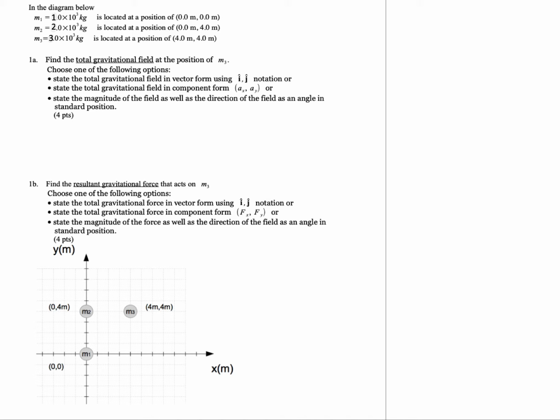In the diagram below, M1 is 1,000 kilograms, M2 is 2,000 kilograms, and M3 is 3,000 kilograms. We want to find what's called the total gravitational field at the position of M3.